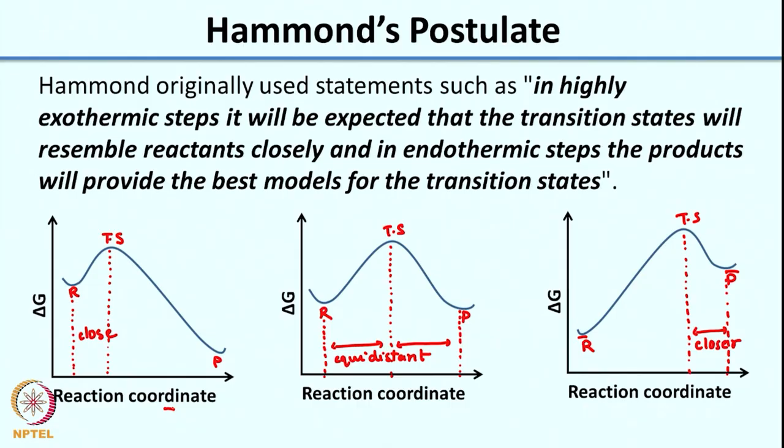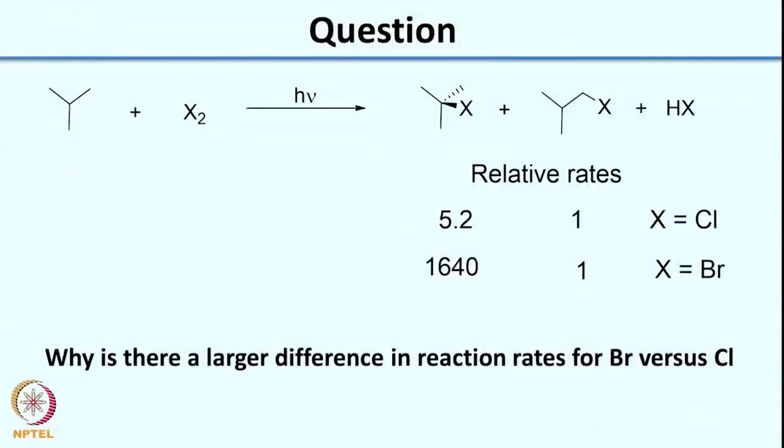So this is Hammond's postulate, and what I'd like to leave you with is a question where Hammond's postulate can be seen. This is a free radical halogenation reaction. You have a molecule like this, and you are doing the free radical halogenation. The first thing you would need to do is write the mechanism. You can look at the part in the last week where we looked at mechanisms of reactions. I would like you to write the mechanism for these reactions, so that you can explain how each of these products is formed.